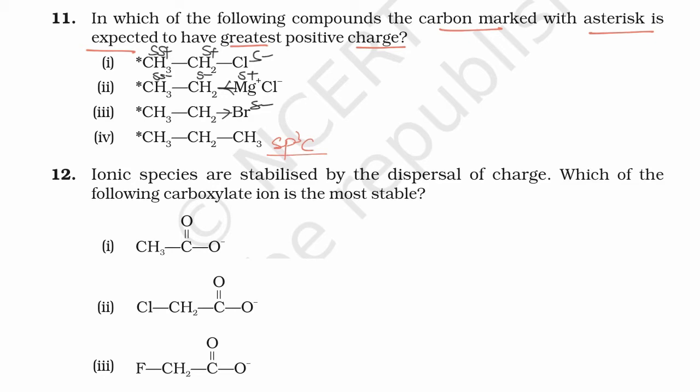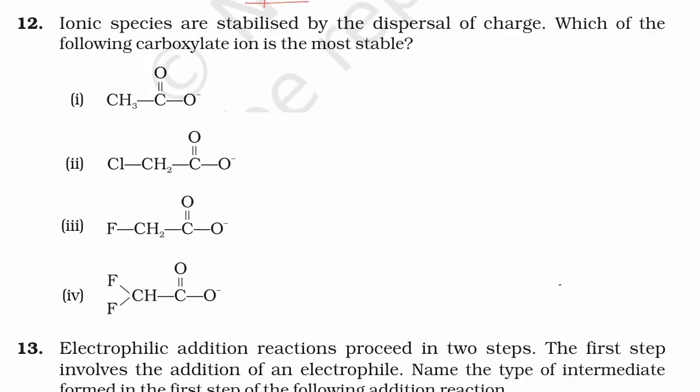Now positive charge is present in the first and third cases. Now in the first case, the more electronegative chlorine is present, so maximum positive charge will be present in the first, and hence the correct answer is 1. Ionic species are stabilized by dispersal of charge. Which of the following carboxylate ions is the most stable?